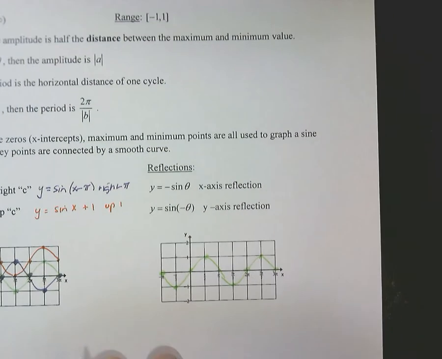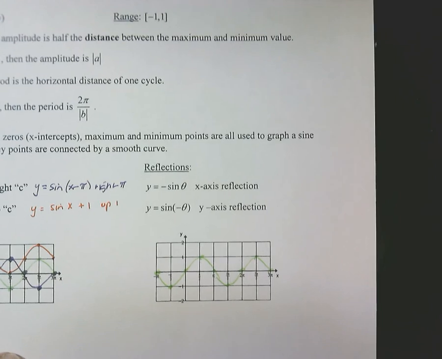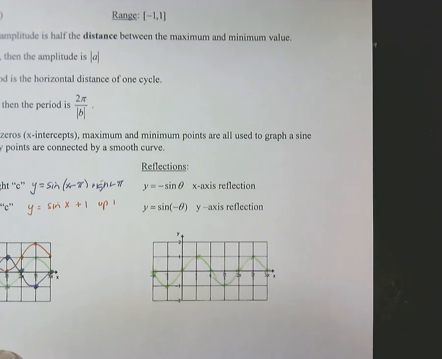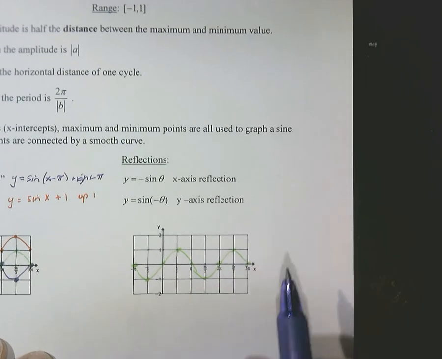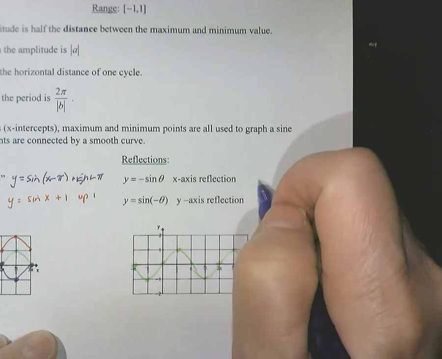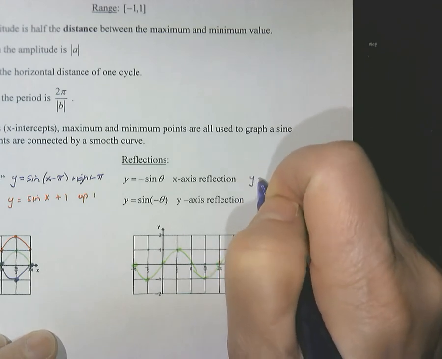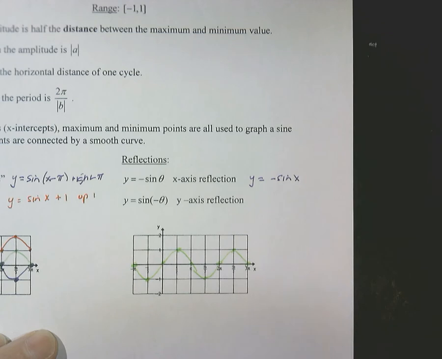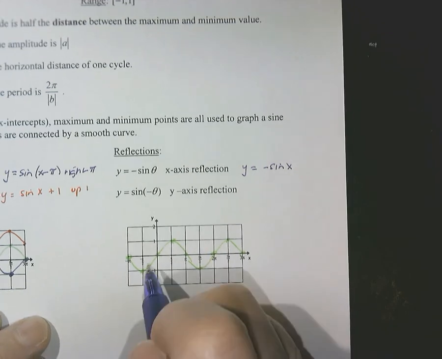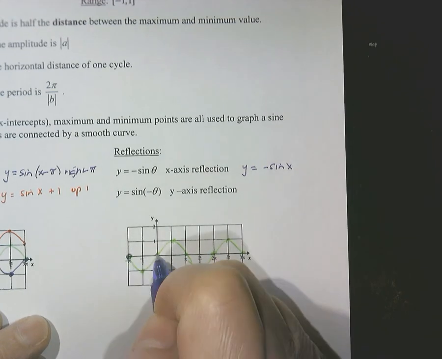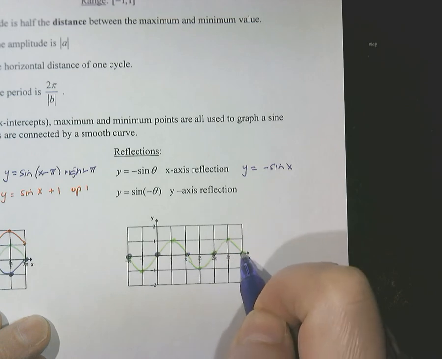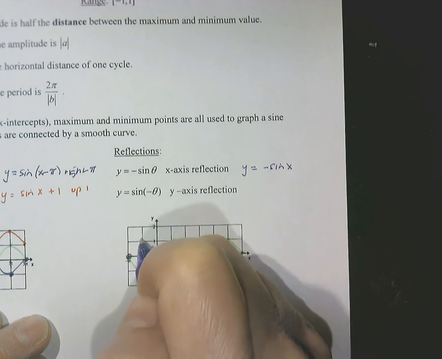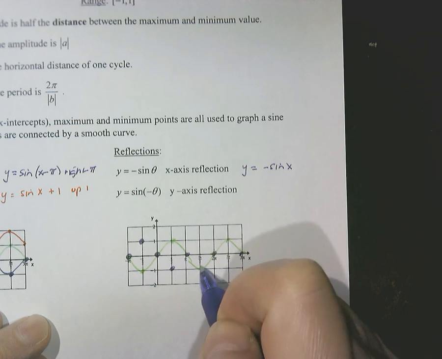Okay, we can do x and y-axis reflections. Y-axis reflections don't tend to occur. Let's do an x-axis reflection. So I've got y equals negative sine x. So an x-axis reflection, all my x-intercepts stay the same. Everything below the x-axis comes above. Everything above goes below.